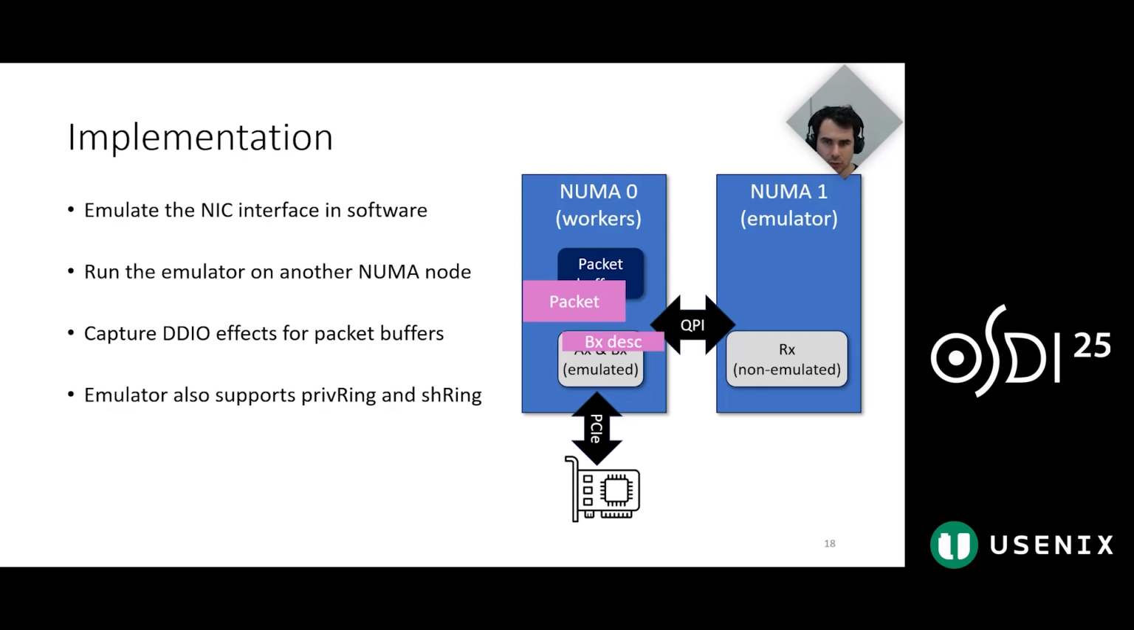We also implemented the baseline private per core ring, which we call priv ring, and shRing using the same emulation techniques. Our emulation of the baseline degrades throughput by up to 12%, thus demonstrating the fidelity of our emulation.